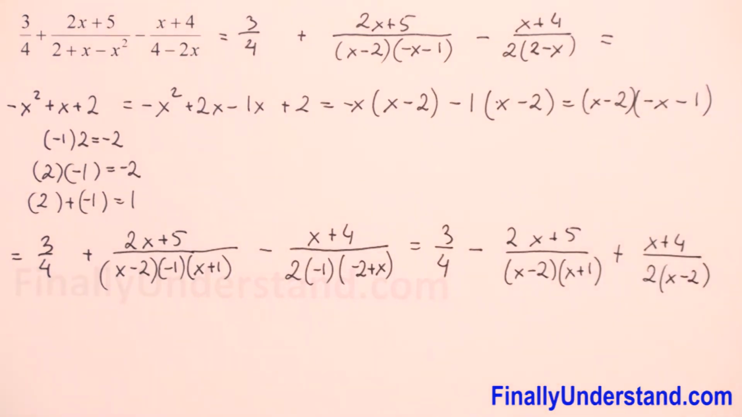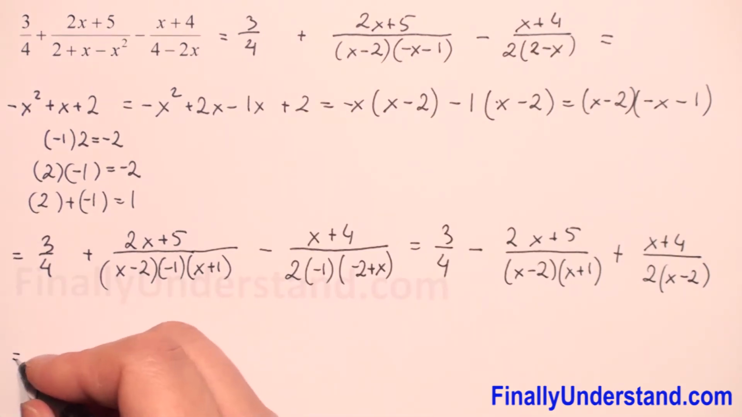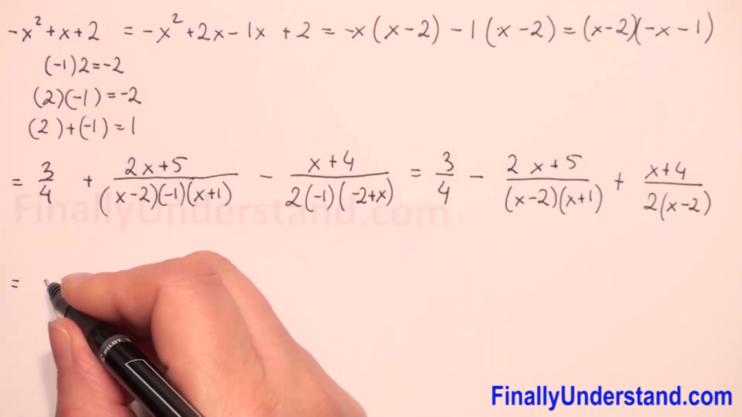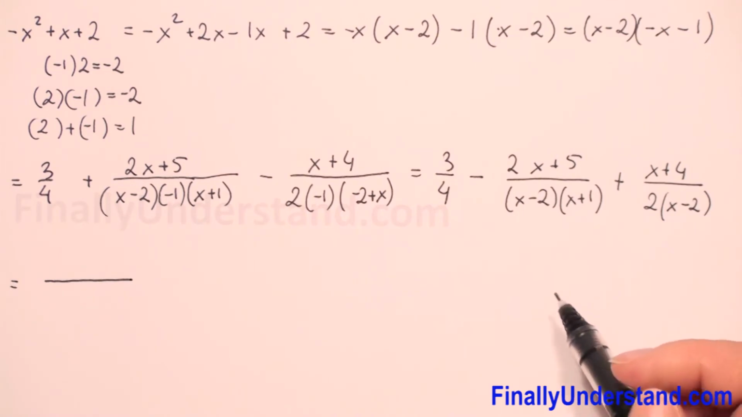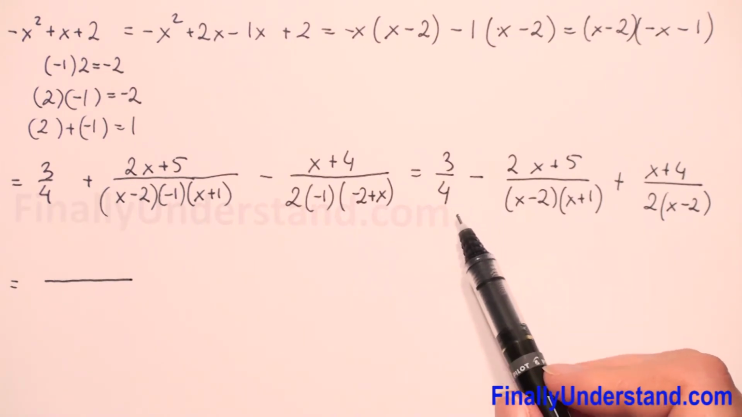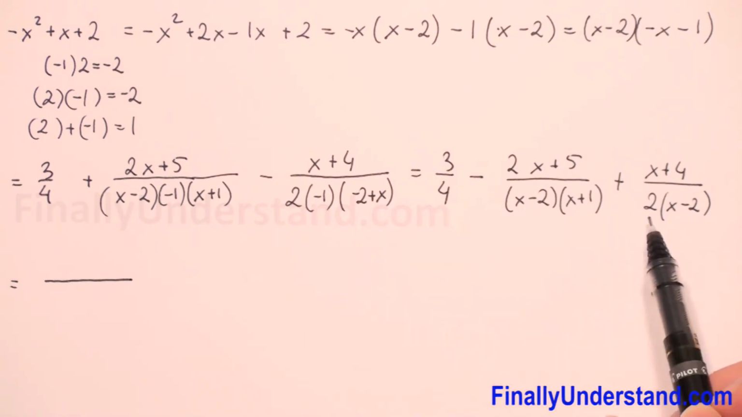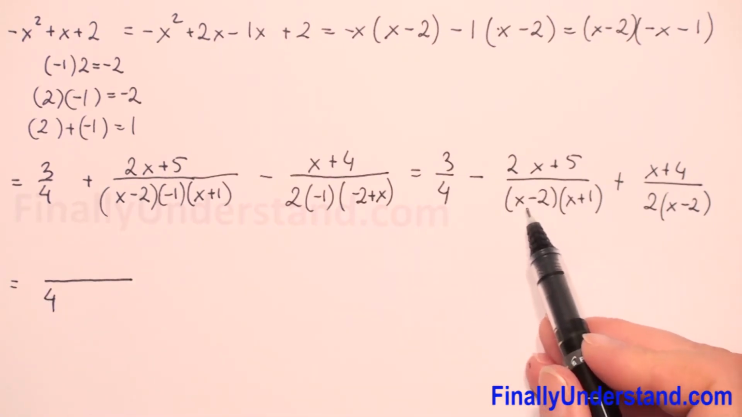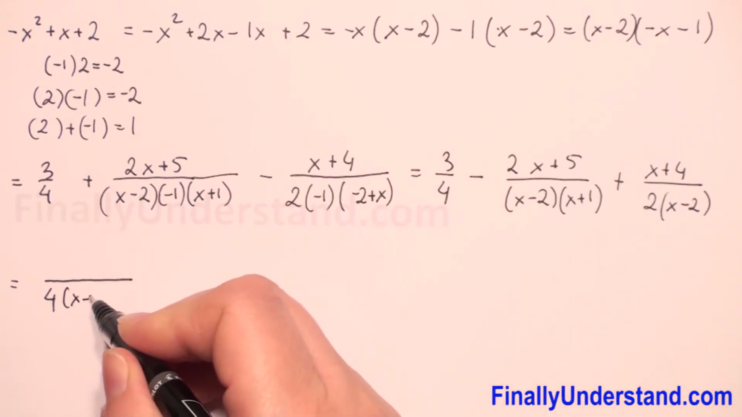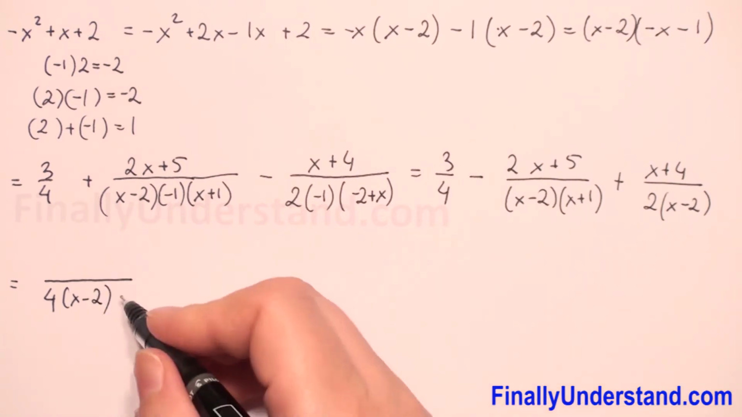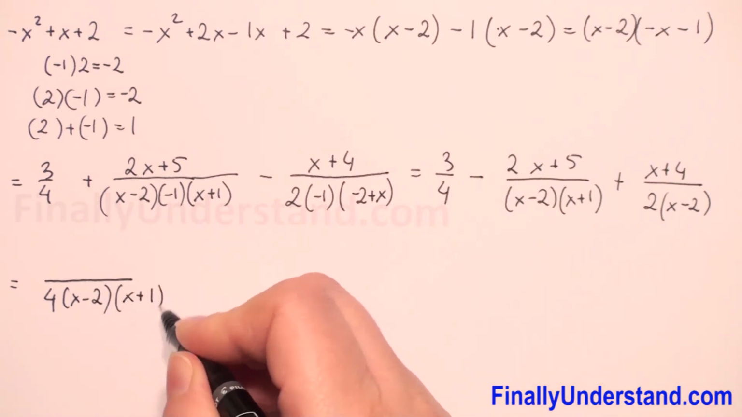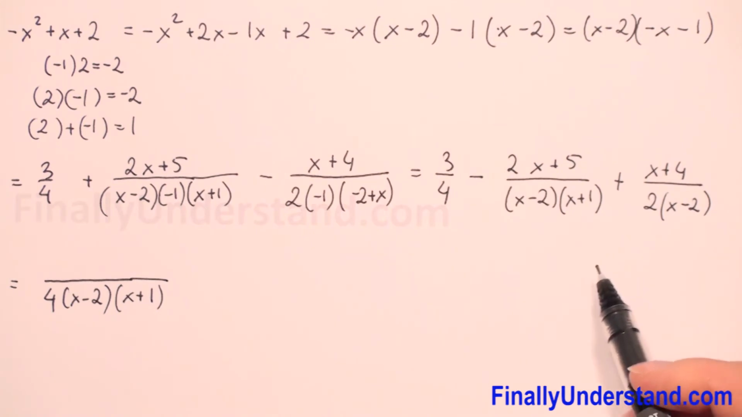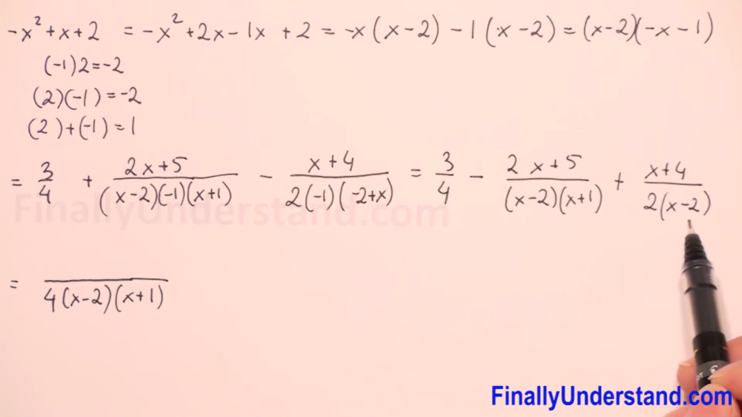So now we see the least common denominator for these fractions. What will it be? First we check the numbers. We have 4 and 2. So the least common denominator for 2 and 4 is 4. Next, what we have here? x minus 2, so we have to copy this term, and we have x plus 1. So we have all terms, because here we have again x minus 2.